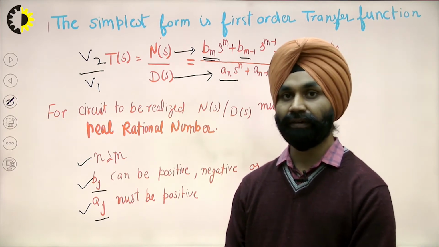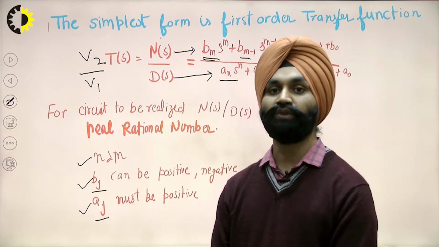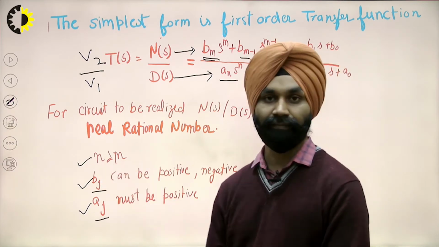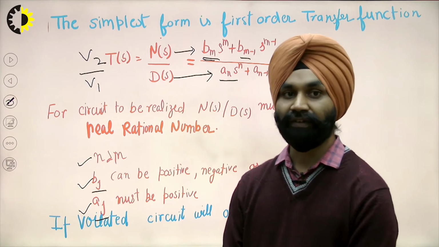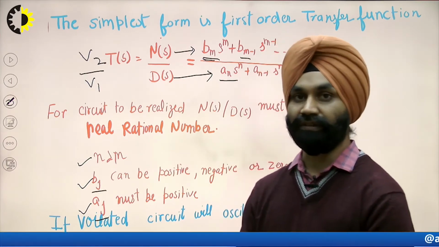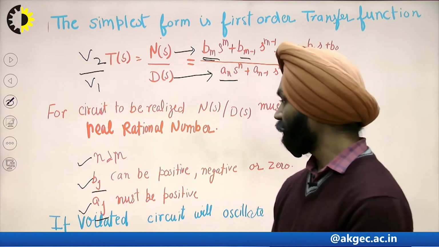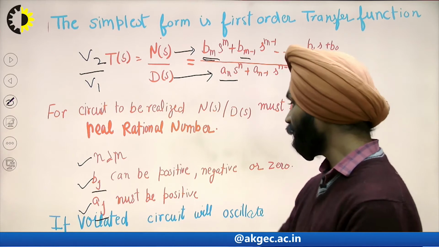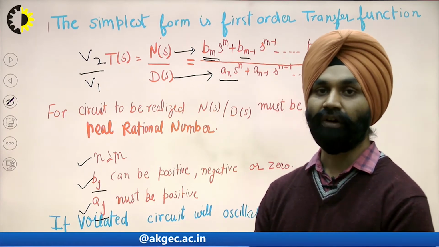Now, what if we cannot use these conditions? That means if n is less than m, then in that case the circuit will act as an oscillator. An oscillator will not follow these conditions. So, violating these conditions in a circuit will give an oscillator.